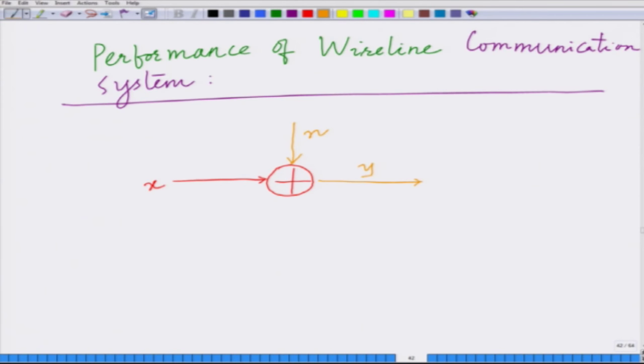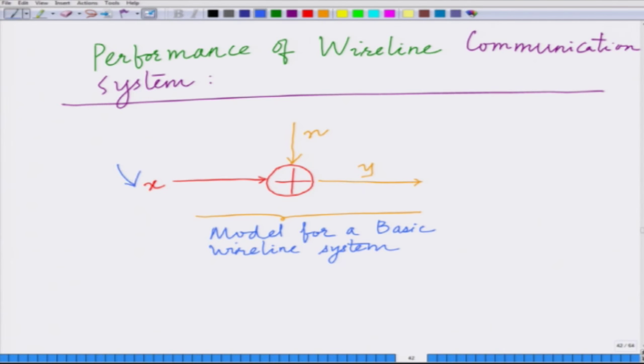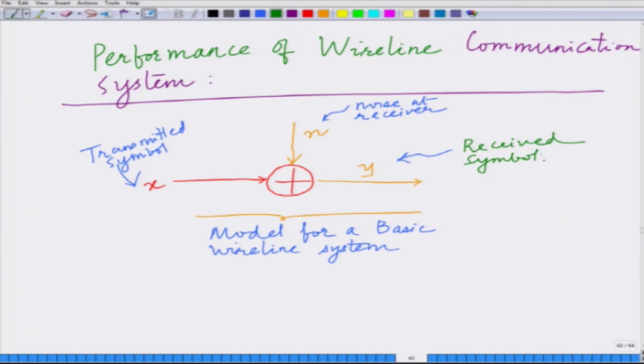This is the output, the received symbol. So we are considering a wire line communication system, and this is the simple model for a basic wireline communication system, where X is the transmitted symbol, N is the noise at the receiver, and Y is the received symbol.